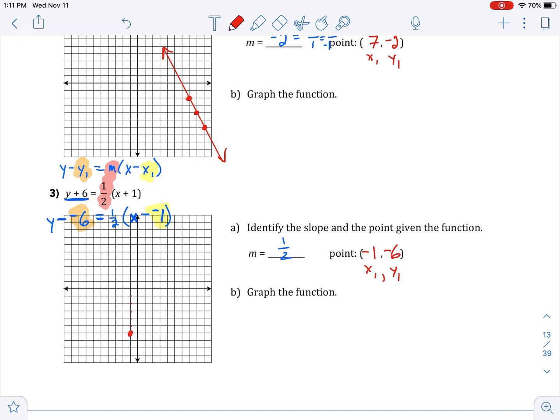is that specific point right there. We need to make sure that point is accurate, otherwise we'd be graphing the wrong line. And then I'm going to use the slope of up 1 and over 2, and up 1 and over 2. And we can graph our line that passes through negative 1, negative 6 with the slope of 1/2.